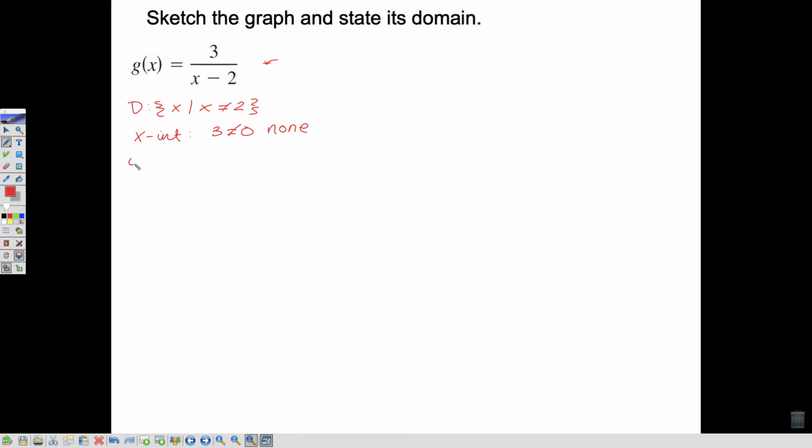Okay, y-intercept. You put a 0 in for x. So I get 3 over 0 minus 2, which is 3 over negative 2. So I get the point 0, negative 3 halves.